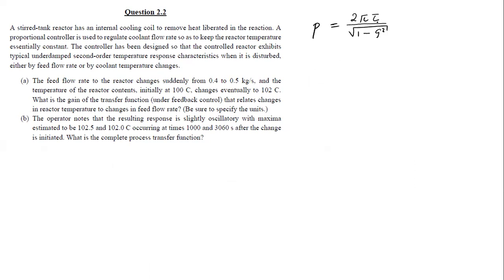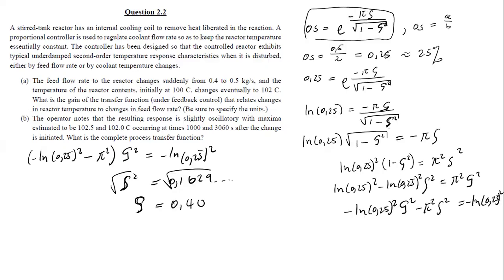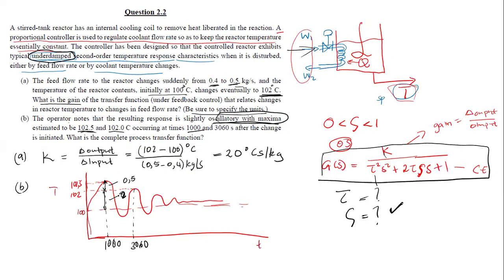So the question is, we are looking for tau. We do not have the period for now. We have another variable here, which is the dampening factor. Already we know it's 0.4. But the question is, how are we going to calculate P? Remember, for overshoot we use the graph. For P, we are still going to use the graph.